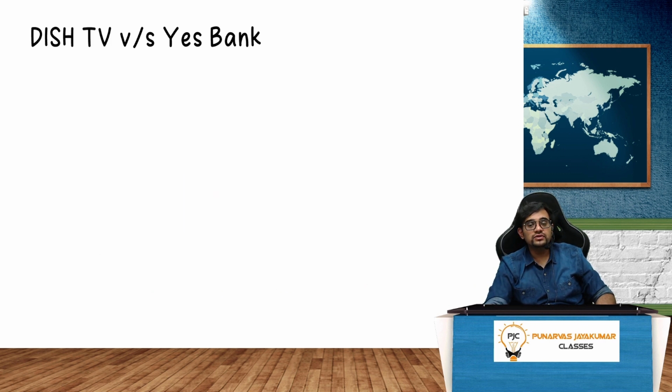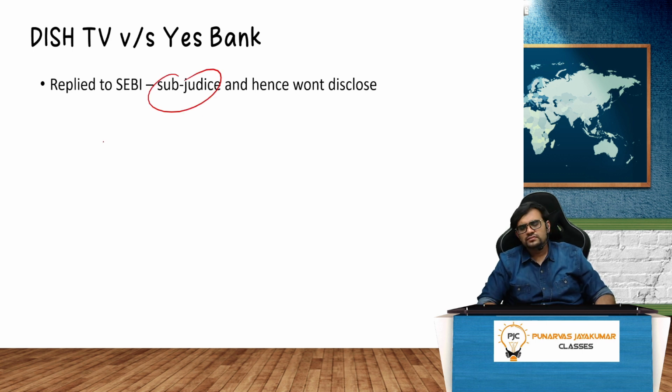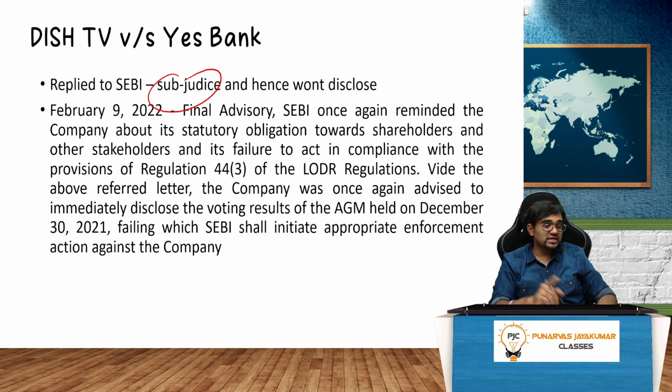When did they tell? January 17, 2022. Now, Dish TV replied to SEBI, telling that, sir, sorry, sir, the case is going on in the court of law, I will not do it. It is sub judice, meaning the case is going on, so I will not disclose. SEBI got annoyed. SEBI sent one more advisory, a final warning, on February 9, 2022, the final advisory.